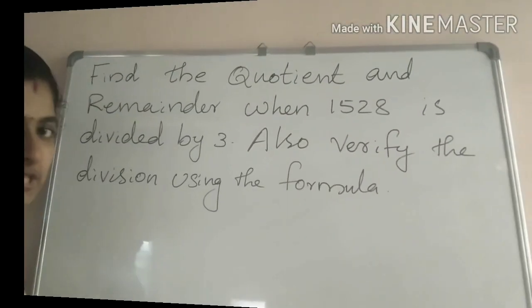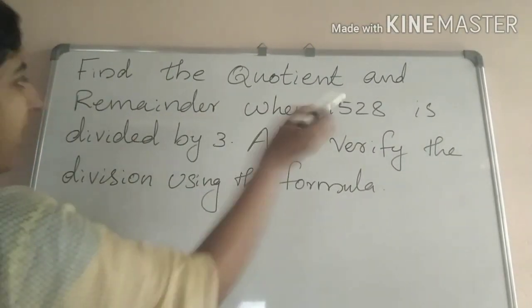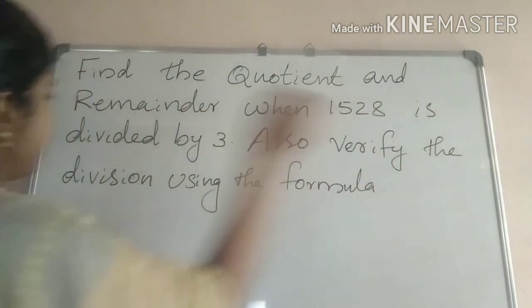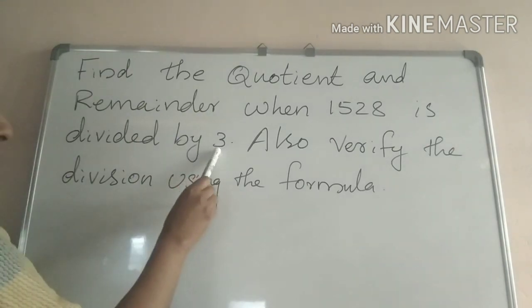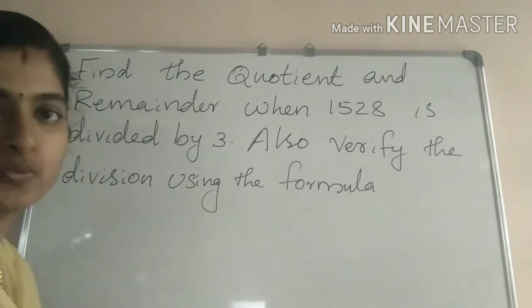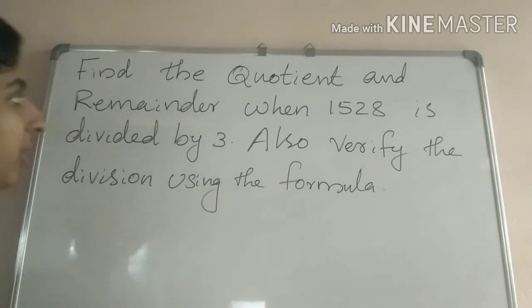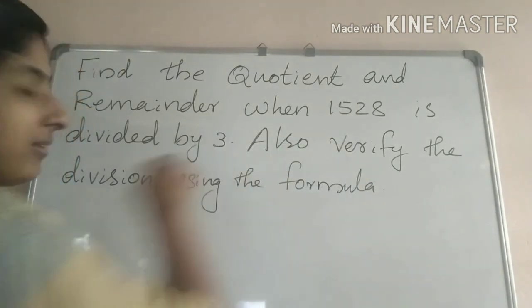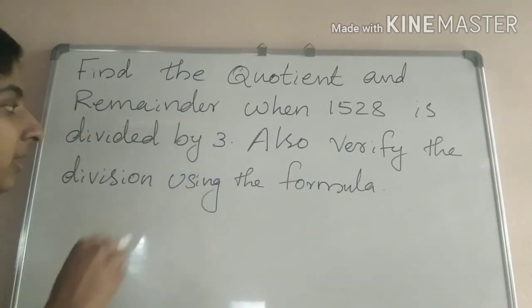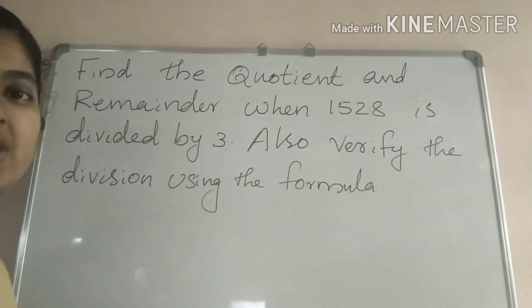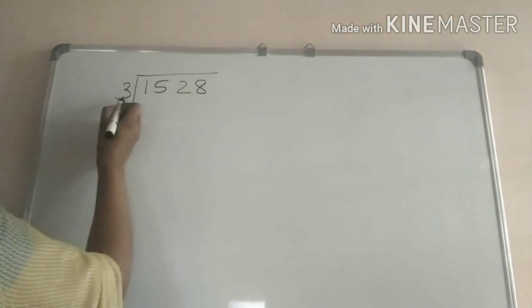Okay. See the question. Find the quotient and remainder when 1528 is divided by 3. Also verify the division using the formula. Okay. First we divide this 1528 by 3. Then verify that answer with this division formula. Okay. See, 1528 divided by 3.